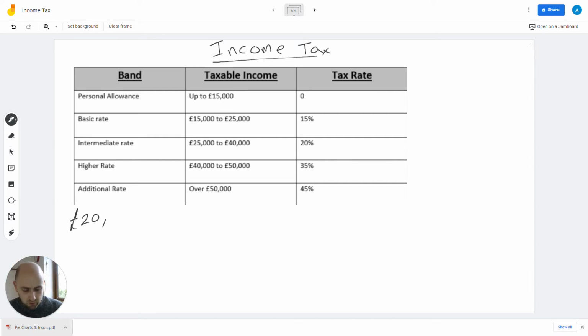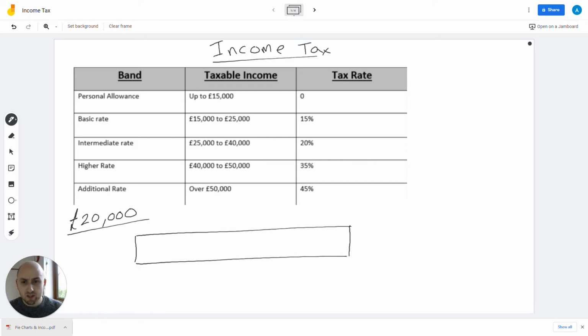Okay, so let's take someone, they earn 20,000 in a year. Now what I'm going to do is draw a little table or a bar chart with all this information from the table in it. Okay, so just watch what I'm doing. So we've got the 0 up to 15,000. Then we've got 15 up to 25. Okay, so what I'm doing is putting that information in the table into this little bar chart. So we've got 40,000, and then we've got 50,000, and then we've got anything over that.